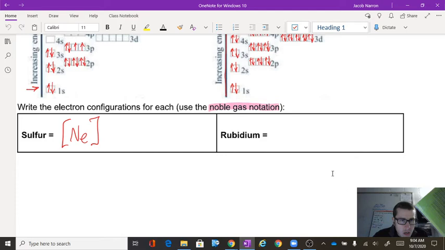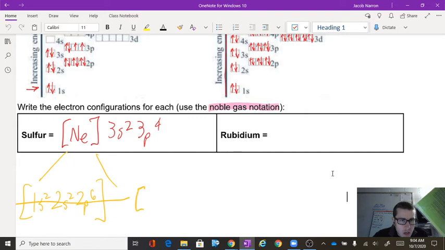3s2, and then 3p4. So it's like we're saying it's neon, which in case you've forgotten, neon is going to be 1s2, 2s2, 2p6. That's the notation for neon, but instead of writing all that out, we just say, nope, it's Ne. And that's what we plug in up there.